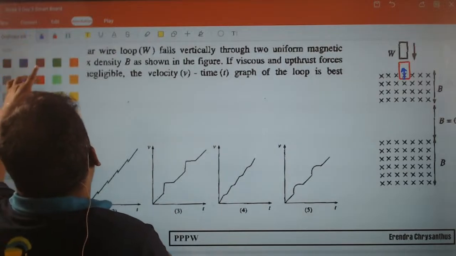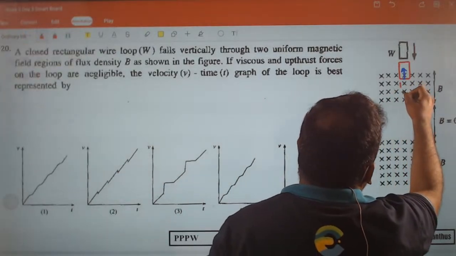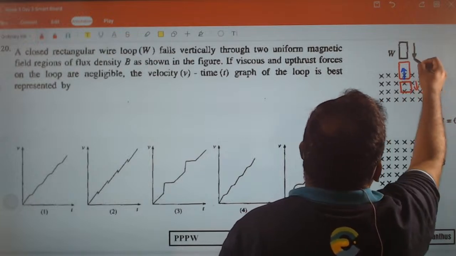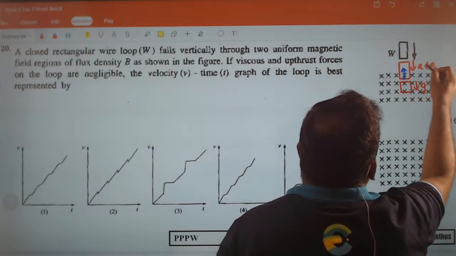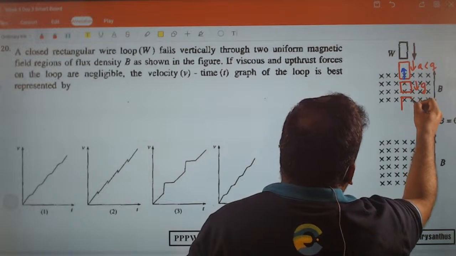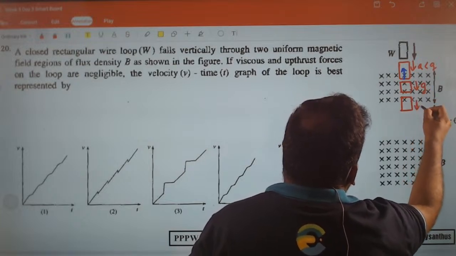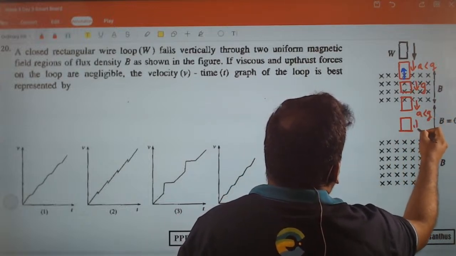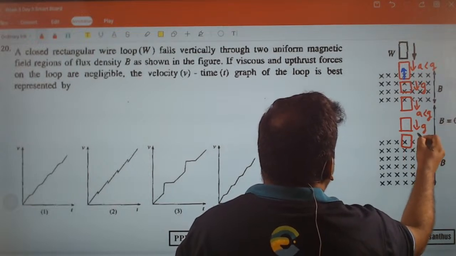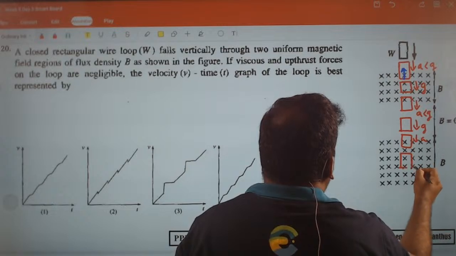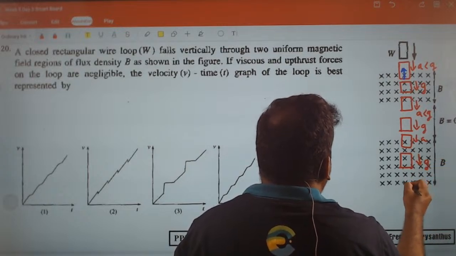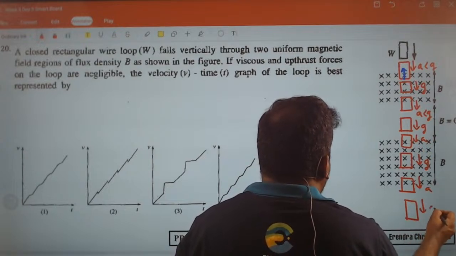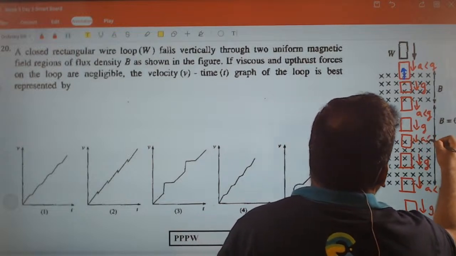When the loop is completely inwards, last time we had done, force is 0, falling under gravity. Here falling down, acceleration less than gravity. Coming outwards, again there is a force, falling down with acceleration less than gravity. Here falling in free space, falling under gravity. Just enters, falling with acceleration. Completely inside, no change in flux, falling under gravity. Slightly coming out, falling with acceleration. Completely coming out, falling under gravity. This is less than g. This is also less than g.